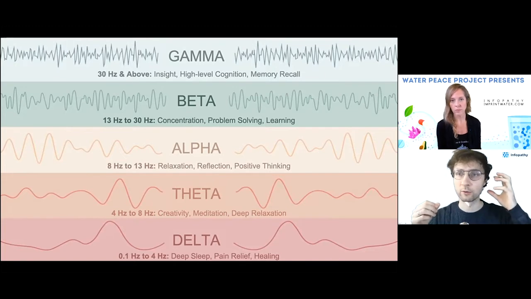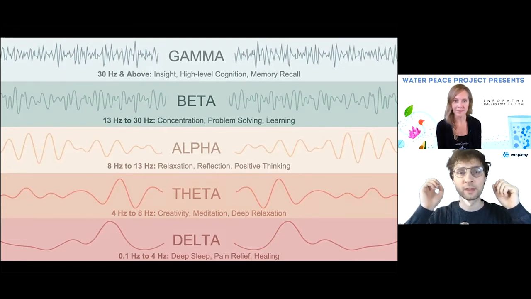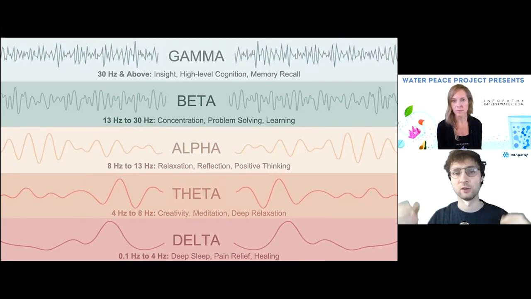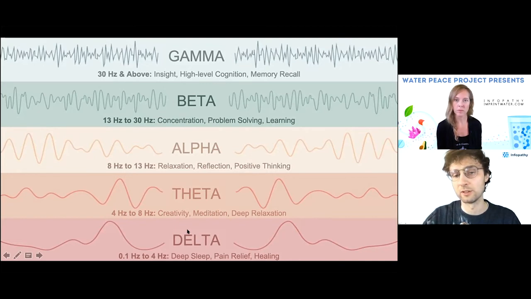It's when in one earphone you have one frequency, and in the other earphone you have another frequency. Then it creates a feeling of a beat in your brain, and you can shift your brain into these states. For example, the delta state is when deep sleep, pain relief, and healing happen. Theta: creativity, meditation, deep relaxation. Alpha: relaxation, reflection, positive thinking. Beta: concentration, problem solving, learning. And gamma: insight, high-level cognition, memory recall. We'll also show later how to use them.